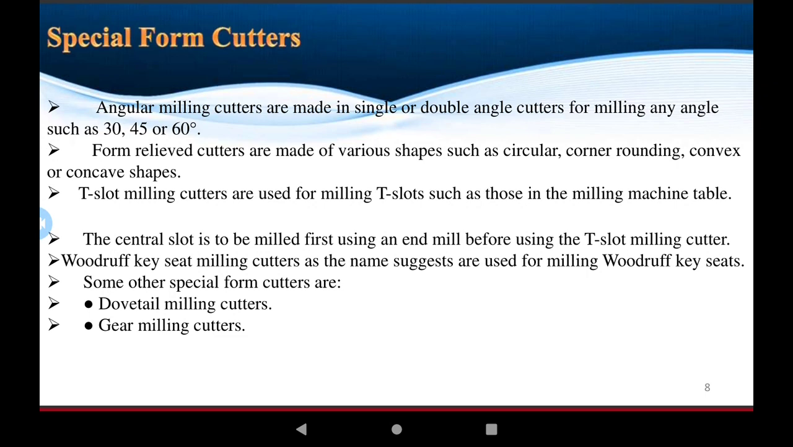Other milling cutters include woodruff keyseat cutters, dovetail milling cutters and gear milling cutters. So some of these milling cutters are used to perform the operations, and they are chosen for the various design purposes and forms of the workpiece.